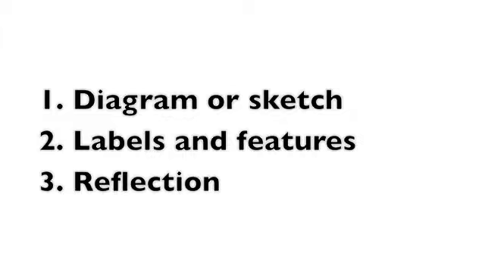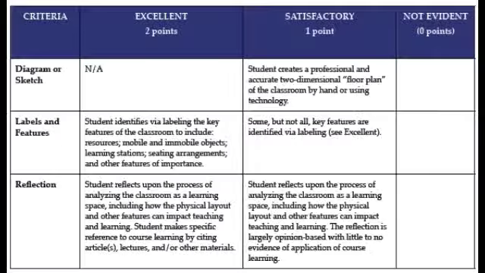And 1 to 2 page reflection: the student reflects upon the process of analyzing the classroom as a learning space, including how the physical layout and other features can impact teaching and learning. The student makes specific reference to course learning by citing articles, lectures, and/or other materials. To earn full credit, please ensure that you review the grading rubric for this assignment.